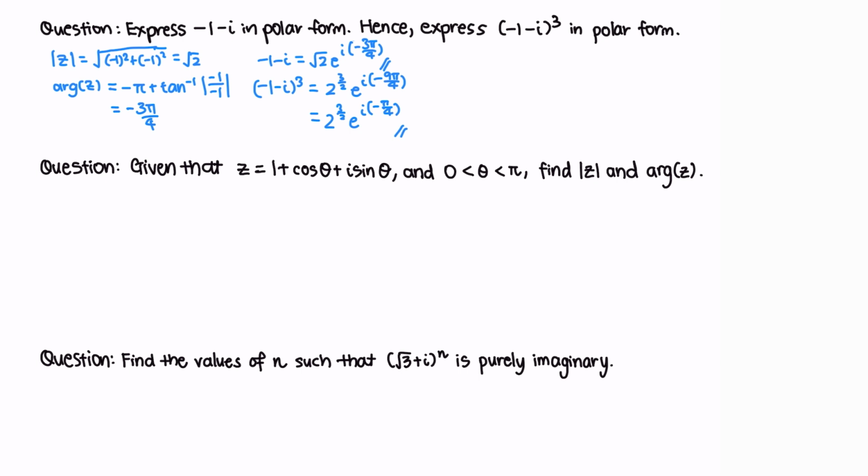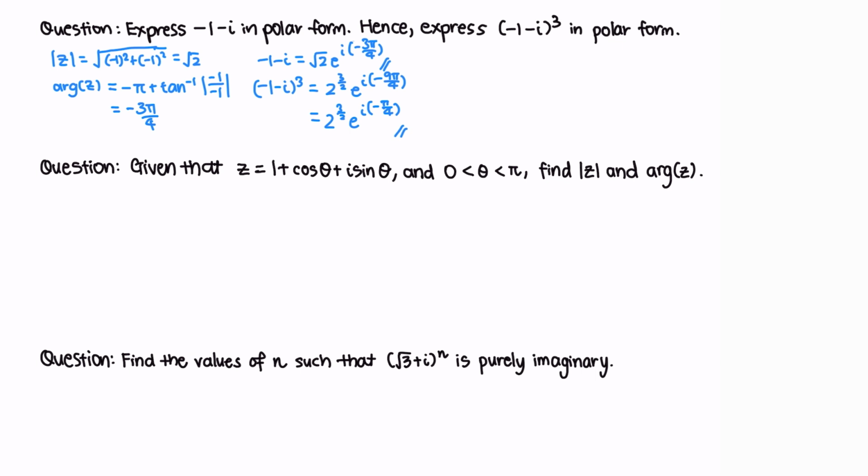Make sure to practice this. These are the basic level questions. The next ones will be 2 very common IB questions. Over here, it's given that z equals 1 plus cos theta plus i sin theta, and theta is between 0 and pi. So they want us to find what mod z and argument z are.